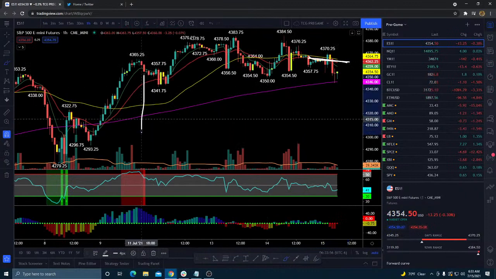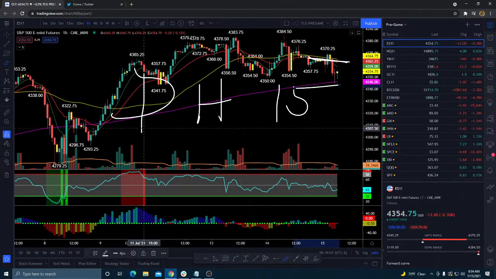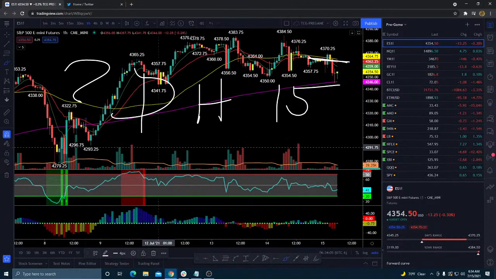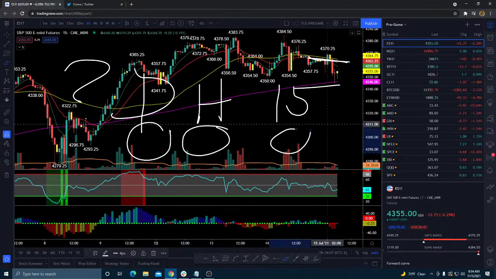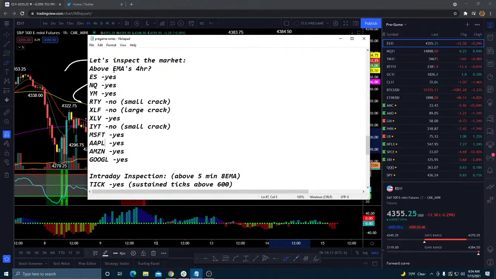So I've talked to you about the daily, the hourly, and the 15-minute, and that's really important for me to monitor where are we in relation to the EMAs on the daily, on the hourly, on the 15-minute. And yesterday we talked about, here are my actual notes from yesterday. When we inspected the market, are we above the EMAs on the 4-hour? ES, yes. Nasdaq, yes. YM, yes. RTY, no. We had a small crack in our foundation.